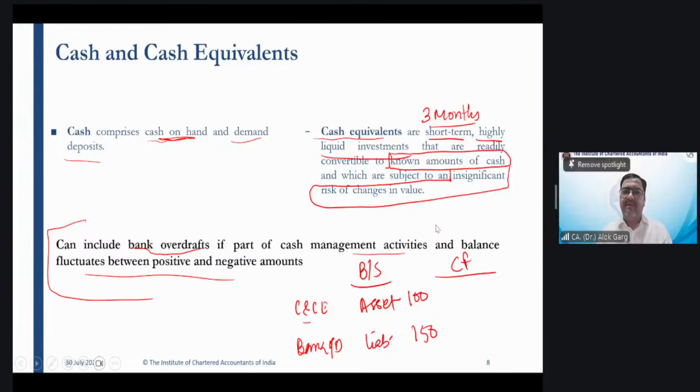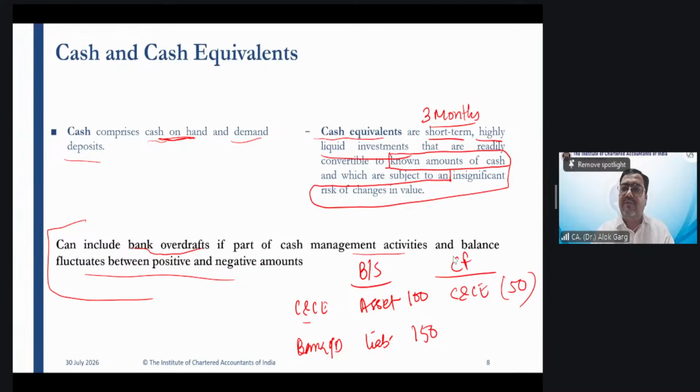100 rupee is the bank balance and 150 rupee is the bank overdraft. Now, how has it to be shown in the cash flow statement? Cash and cash equivalent negative 50 rupee. This is how it has to be shown in the cash and cash equivalent, my dear friends.